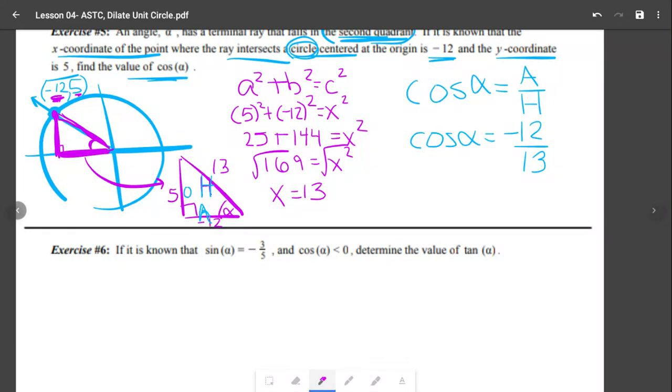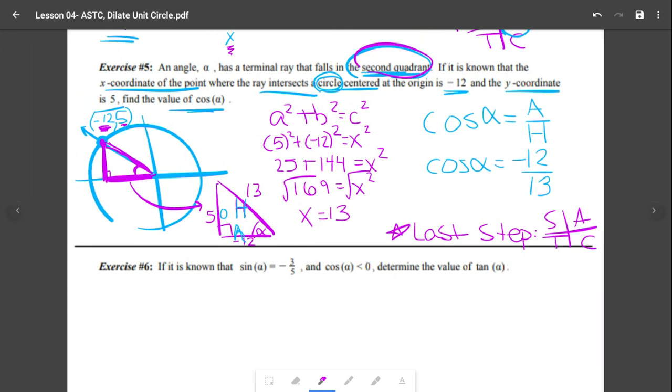Now, double check it. I said last step for all of these trig problems from now on. ASTC. We are in the second quadrant, they said. Second quadrant has an S, which means only sine is positive. So since I am cosine in the second quadrant, I should be negative, which is good because that's what our answer came out to. If it did not come out negative, I would put the negative into my answer here.